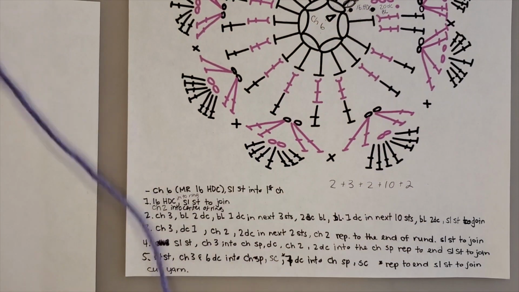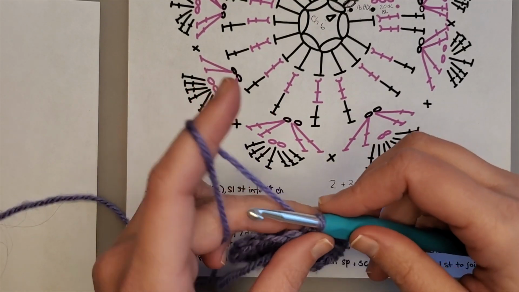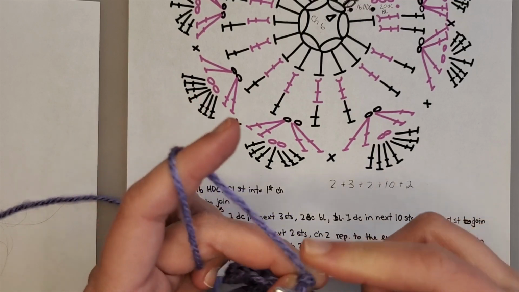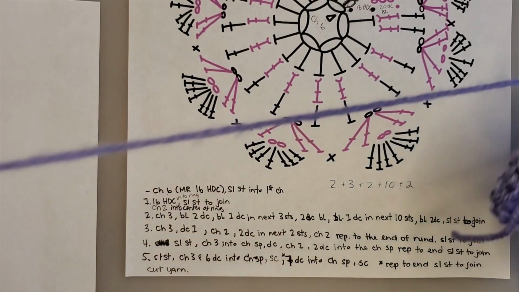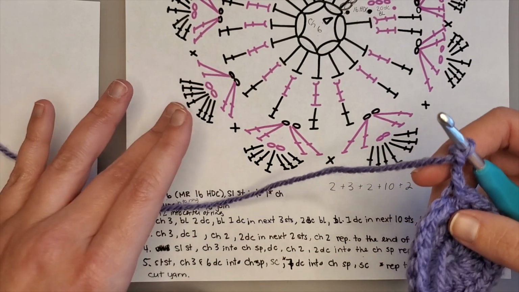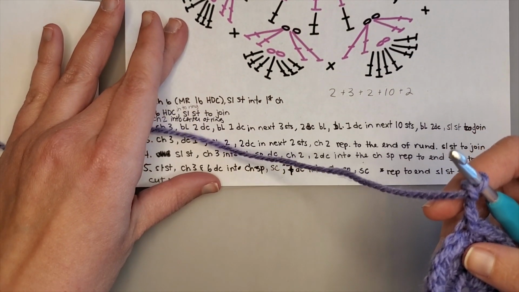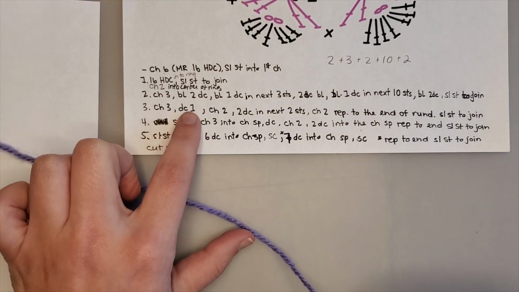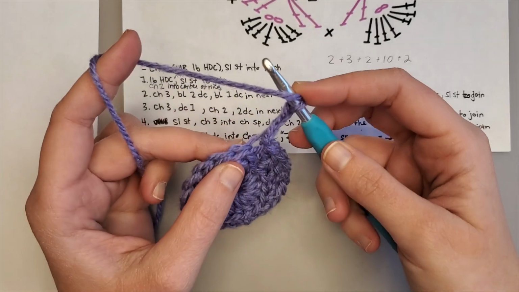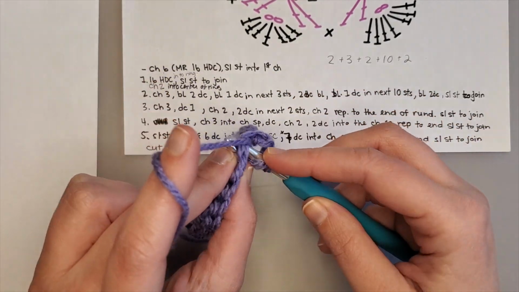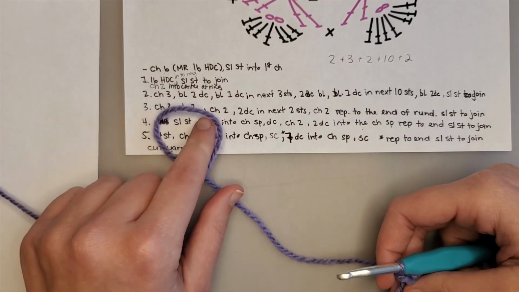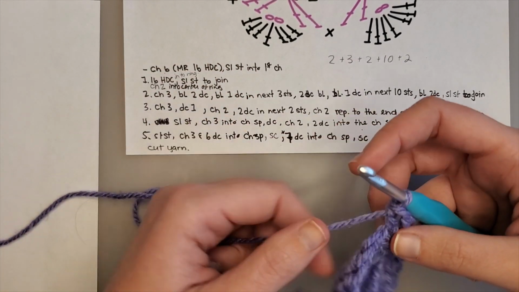So if we go back to the beginning, we're going to chain our 3, so 1, 2, and 3. Then we're going to do 1 double crochet. So yarn over and do a double crochet. Then we're going to chain 2.